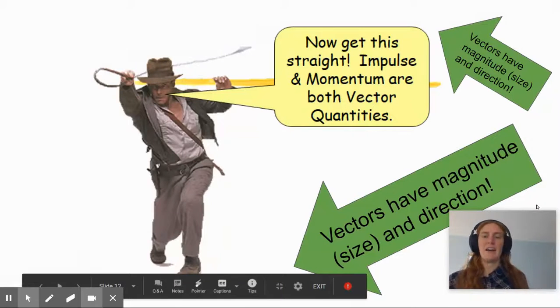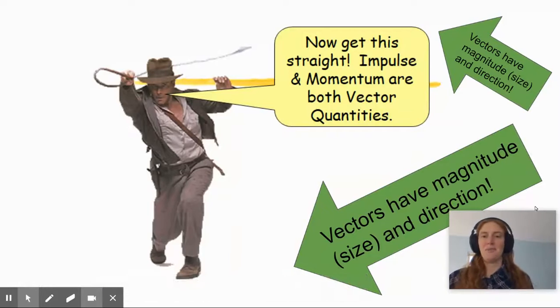So now get this straight. Impulse and momentum are both vector quantities. You need to remember that both impulse and momentum are vectors, which means that they have both magnitude, or size, and direction. It makes sense because when we're talking about momentum, it's mass times velocity, and velocity definitely has a magnitude and direction. It matters, am I going to the left or am I going to the right? It matters how big that velocity is.